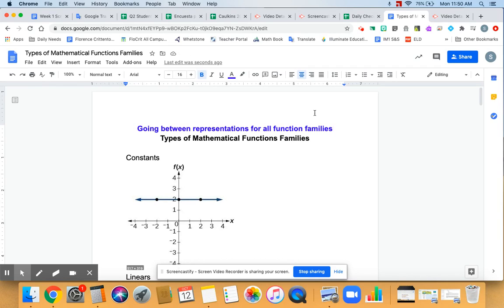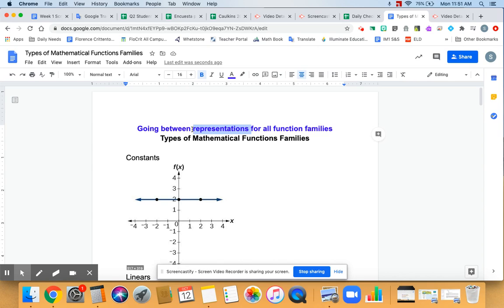And so in every math class, there's different units about the different function families. So you'll hit a unit about a certain type of function family, and you're going to be expected to go between all the different mathematical representations of them. But in order to do that, you have to understand what a mathematical representation is. So the point of this video is to make sure that you remember what the different mathematical representations are and how they are connected to each other.